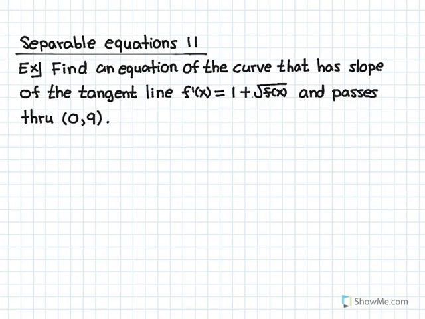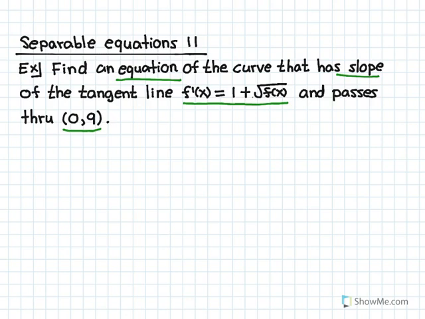In this video, we're going to look at another example of separable differential equations. The question here asks us to find an equation of the curve that has slope of the tangent line f prime of x equal to 1 plus root of f of x and passes through (0, 9). (0, 9) is a point on the curve.